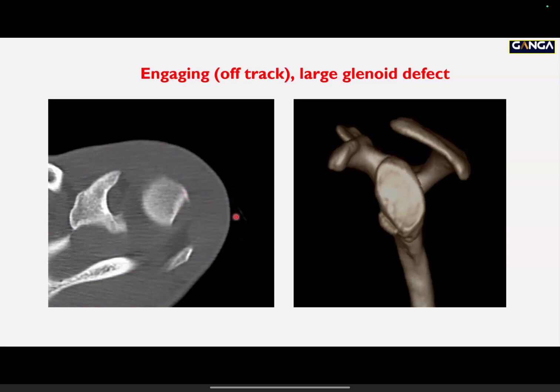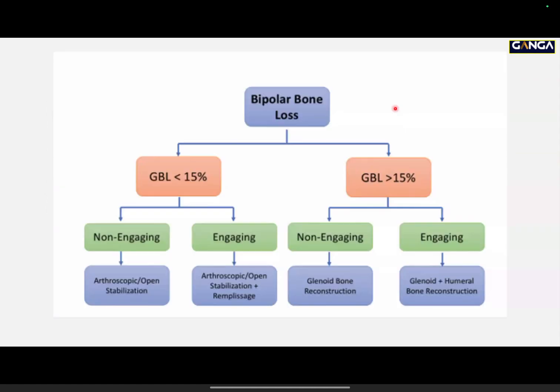So basically, just remember: for humeral head bone loss or humeral head defect, engaging and non-engaging, we are checking to confirm whether the remplissage procedure should be done or not. And the glenoid defect we are checking to see whether the Latarjet procedure should be done or not. So like this we should see bipolar bone loss. Engaging or non-engaging will be decided by the Hill-Sachs index, and glenoid bone loss we can decide through the circle method.